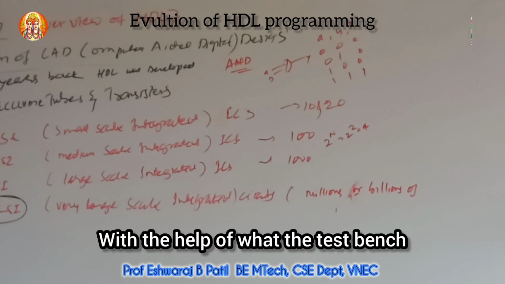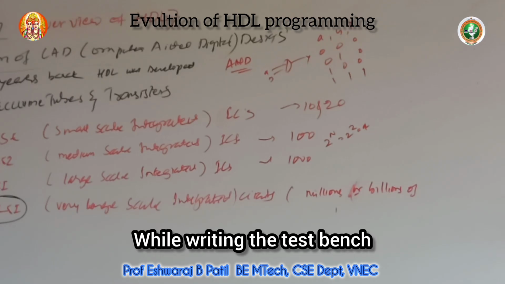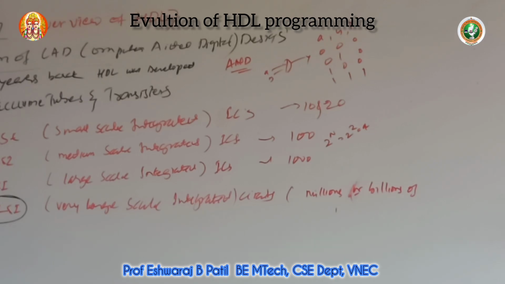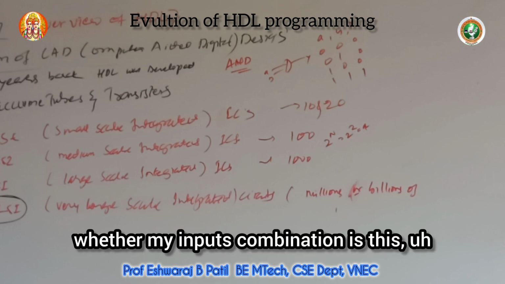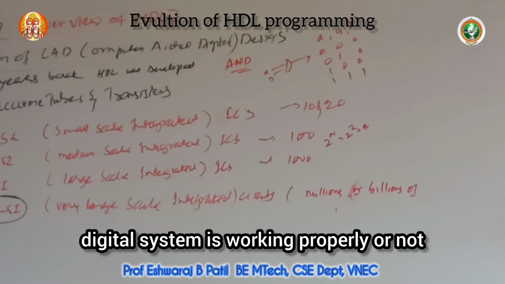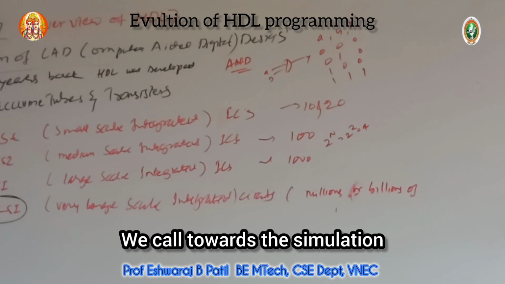While writing the test bench, I have to put the input combinations in it. After that I have to simulate it, meaning I check whether this digital system is working properly for my input combinations. We call this the simulation.